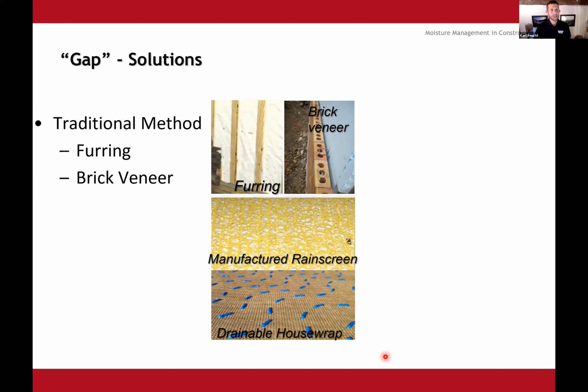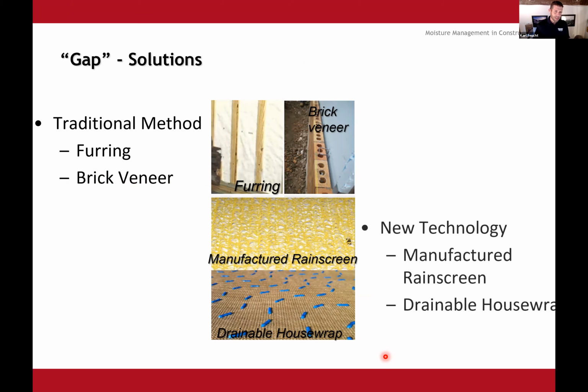And those are good. But like a lot of the building industry, we've evolved, and there's some newer technologies out there. And that's where we start talking about our manufactured rainscreens, our different entangled mesh products out there, and drainable house wraps. And some of these are better. Some of them might be less expensive, but they're definitely faster. And so like a lot of products out there, they're designed just to make our building process more efficient.